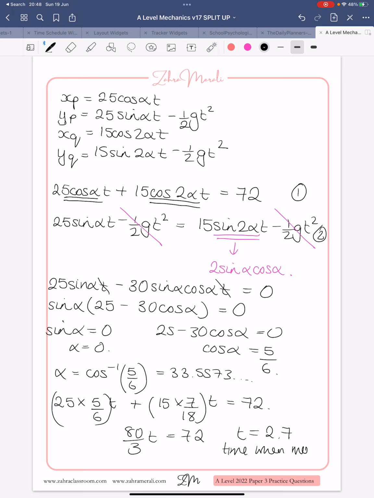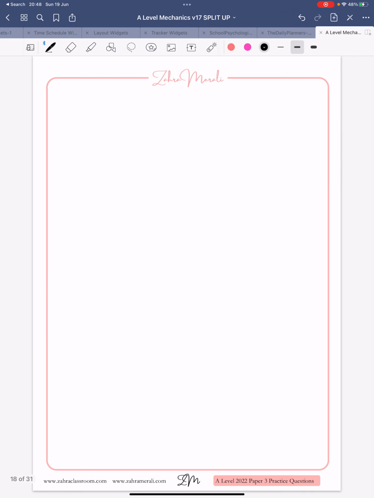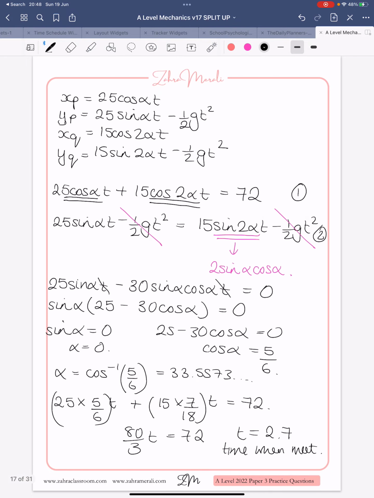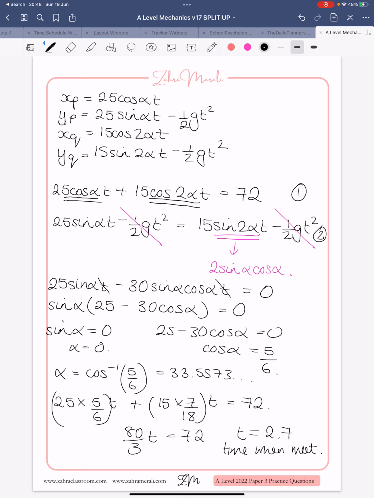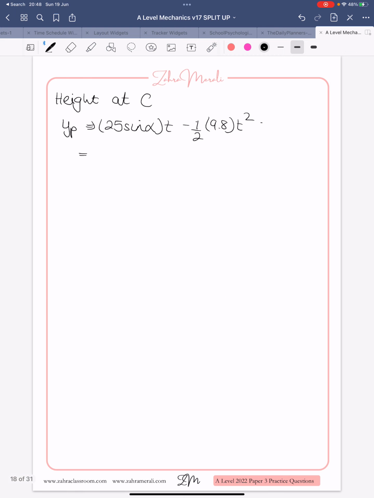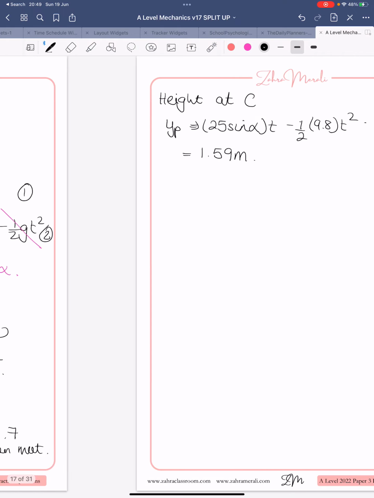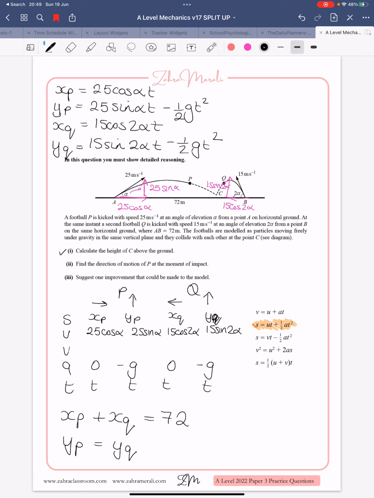So time when they meet. Okay, so what we want to do is find out the height at that point. So the height at C, we can take either of them. I'm going to take my y for, it doesn't really matter. Let's take yp. So we've got 25 sine alpha t minus a half gt squared, so a half 9.8 t squared. And we substitute in what we know. So we worked out alpha was 33.3, t is 2.7, and when I work that out, I get 1.59 meters. So we've answered the height of C above the ground.